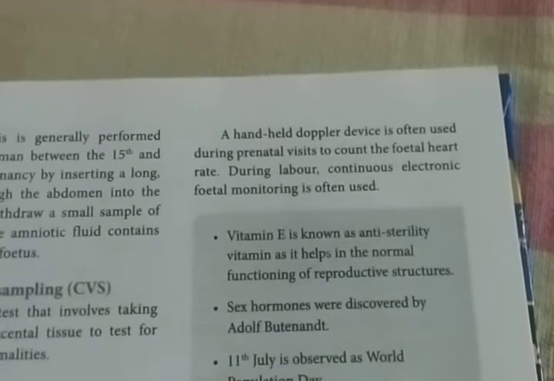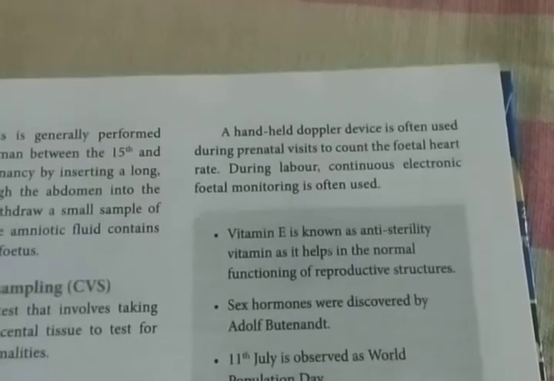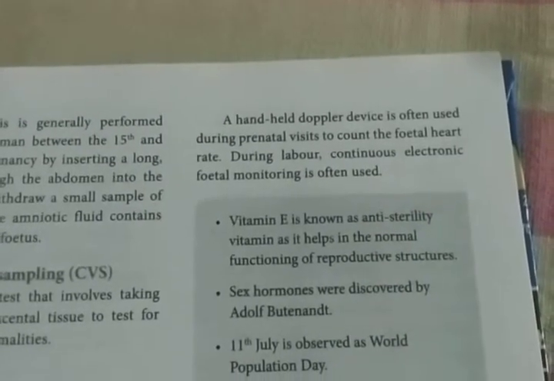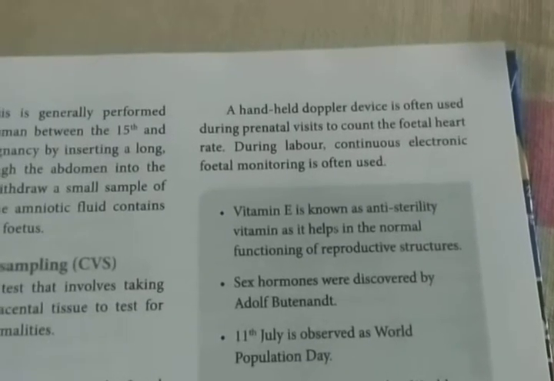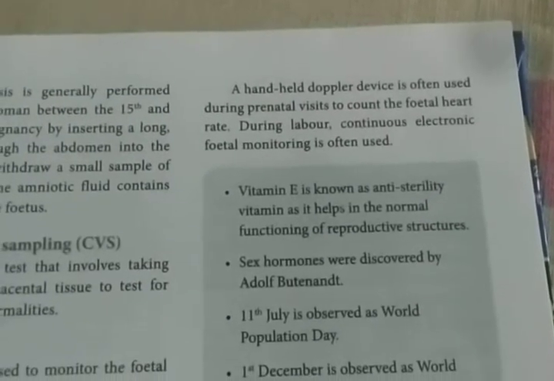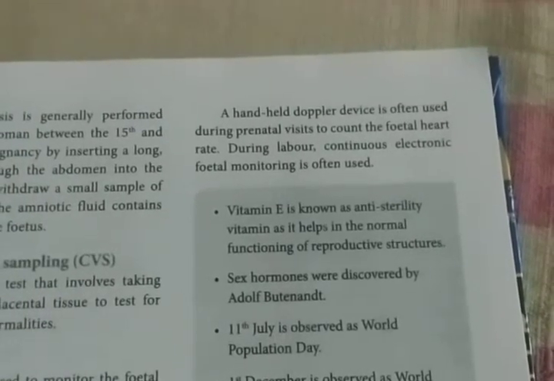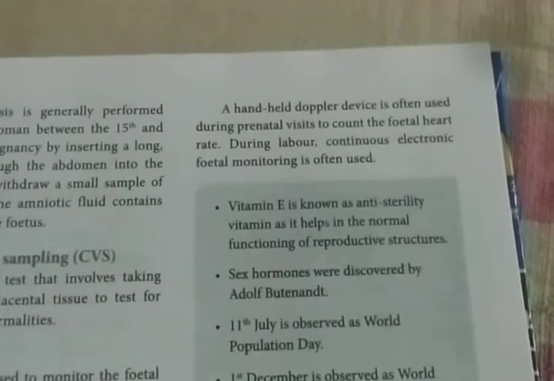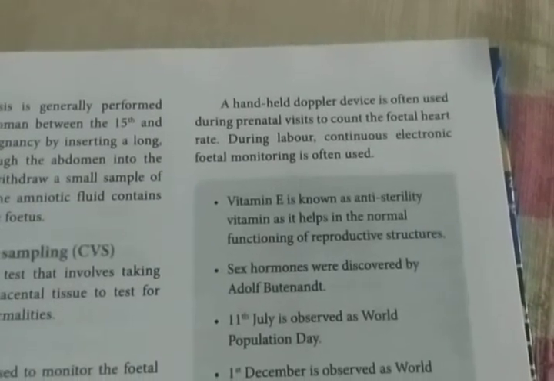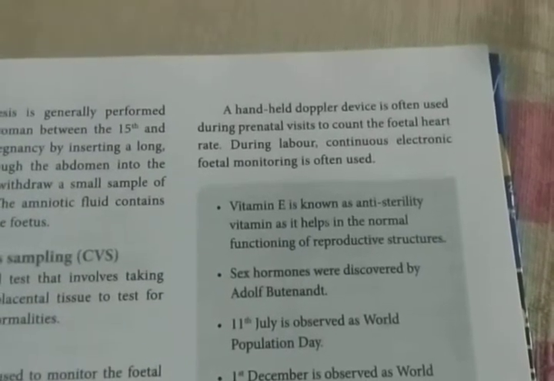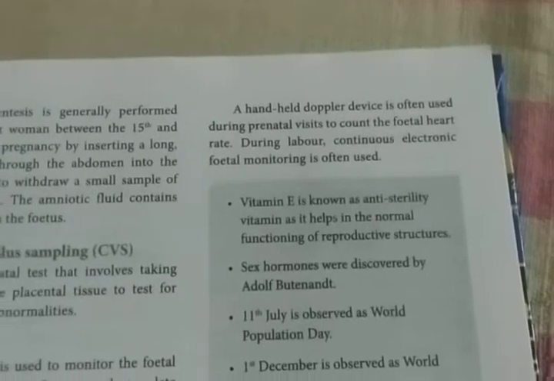During labor, continuous electronic fetal monitoring is often used. So during labor pain, as we saw in part 2, at the time of childbirth, if any difficulties are there, they use this handheld Doppler. It is helpful to identify and monitor the fetal heart rate. Can all of you understand?